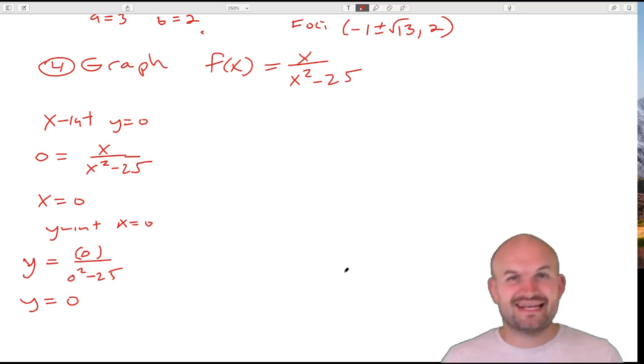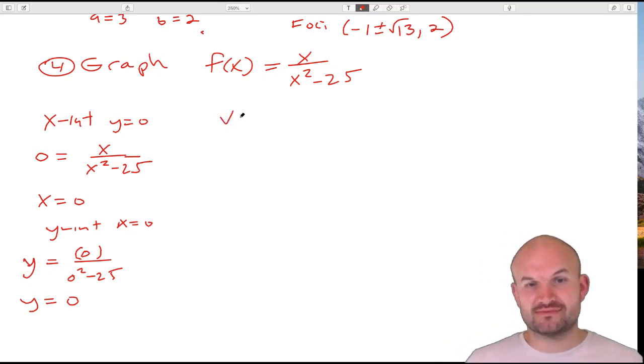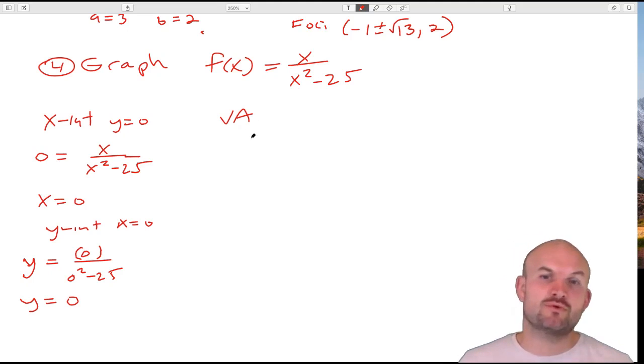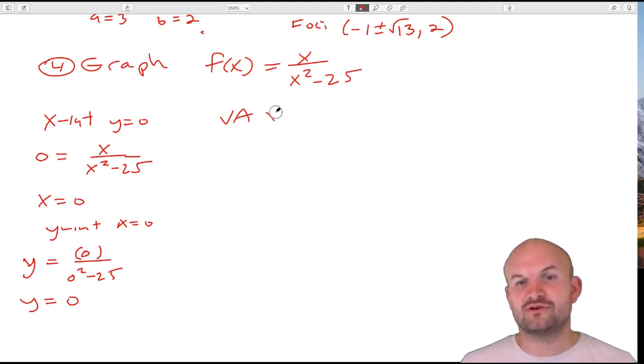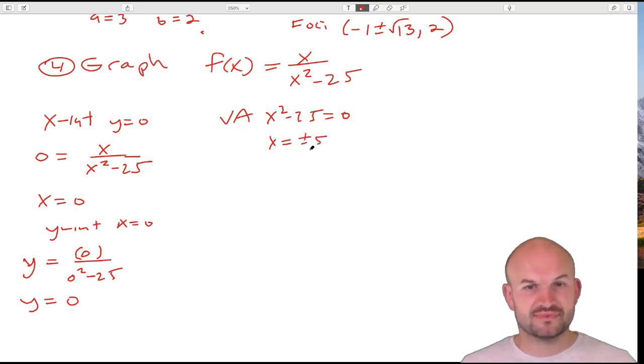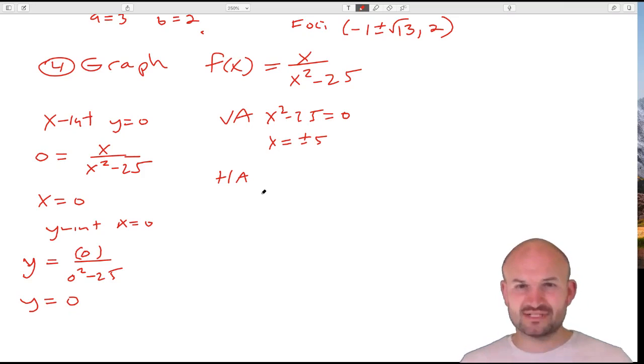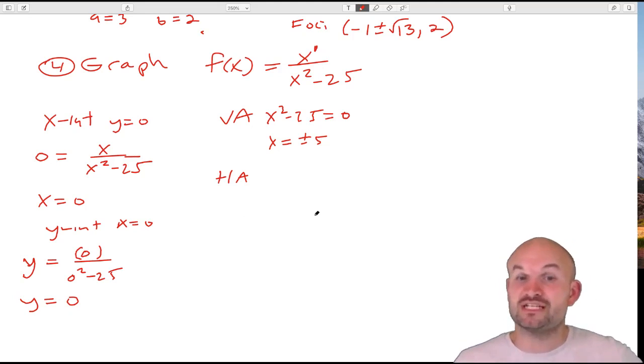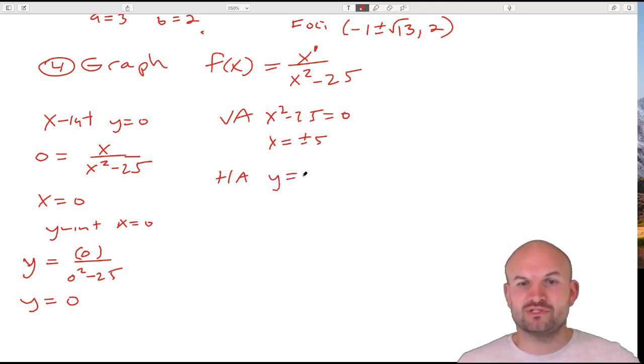Good. The next thing would be identifying the asymptotes. The vertical asymptotes are going to occur when x squared minus 25 is equal to 0. So therefore, we can say x is equal to plus or minus 5. And then we have a horizontal asymptote. The horizontal asymptote is going to be a comparison of the degree in the numerator over the degree in the denominator. Whenever the degree in the denominator is larger than the degree in the numerator, we have a horizontal asymptote at y is equal to 0.